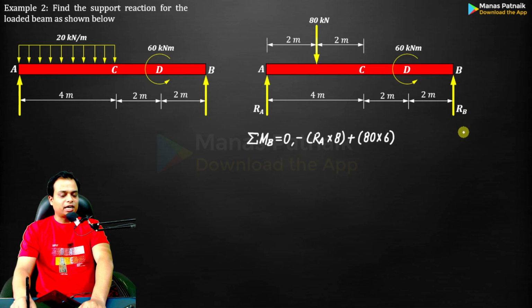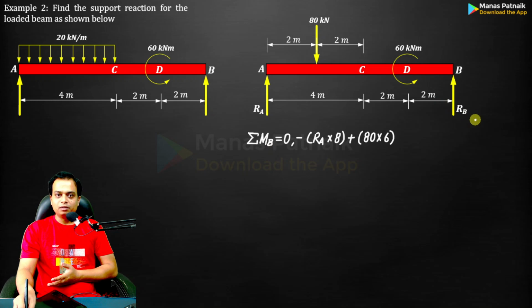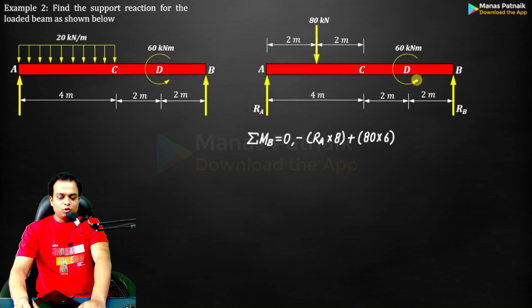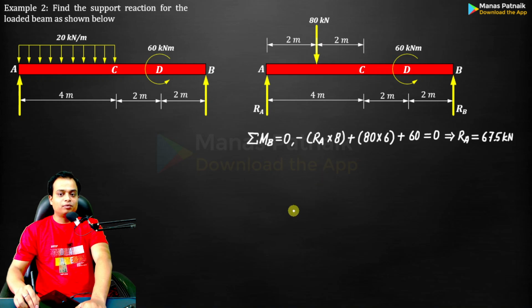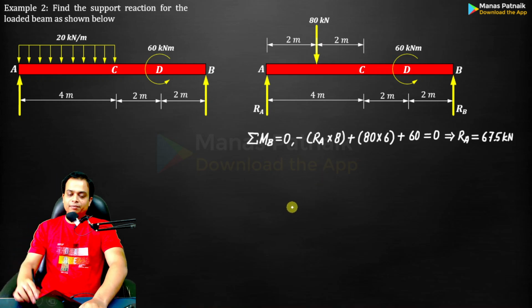By the way, talking about RB, it passes through B and B is the point about which moment is being taken. So the moment of RB is going to be 0, as you cannot drop a perpendicular. 60 kilonewton meter is the couple which is acting anti-clockwise, so therefore use a positive sign. Force and distances are included in this 60 kilonewton meter. Understand this. Solve it. This is what you get, RA.